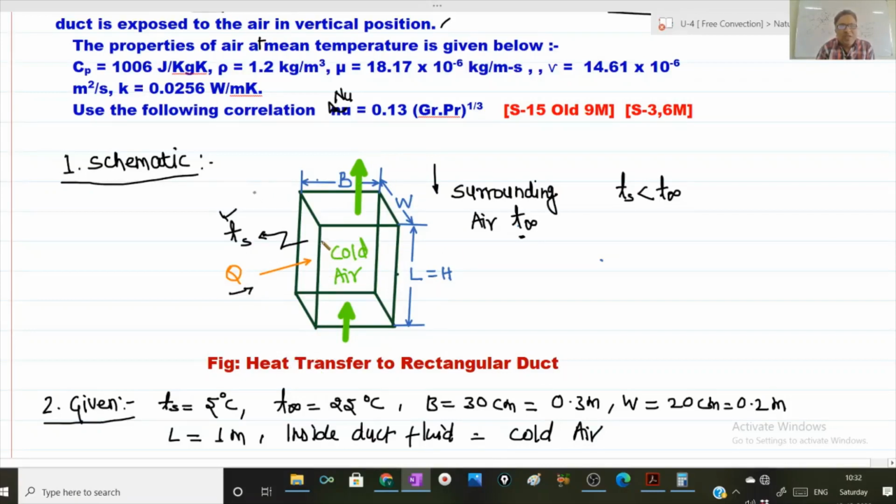So the duct will gain heat from its surrounding from all its 4 surfaces. 1, 2, 3 and 4 surfaces. The top surface and bottom surface, actually they are open to carry the cold air. So in the problem there are only 4 surfaces from which the duct is gaining heat from its surrounding. So we are supposed to calculate the rate of heat transfer by free convection from surrounding air to the cold duct.